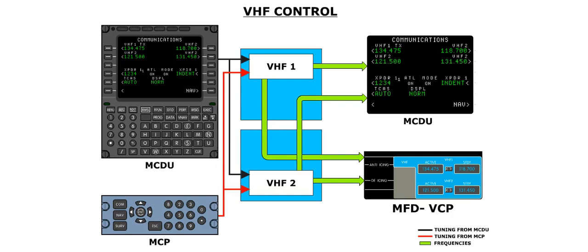The VHF radios can be tuned by either the multifunction control display units, or by the multifunction control panels. The VHF radio frequencies are displayed on the virtual control panel, on the multifunction display.